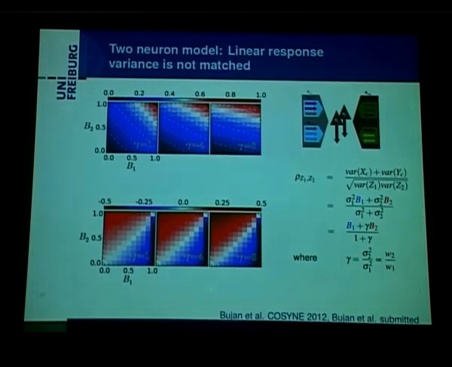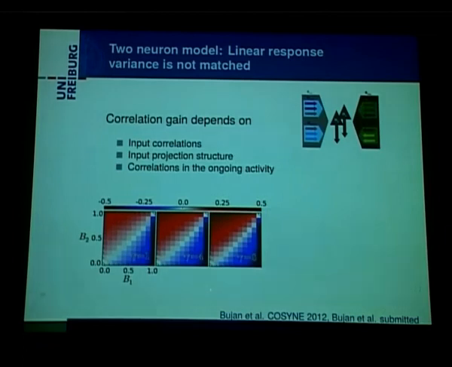So the upshot of this story is that to understand how correlations affect the ongoing activity, you need to know projection structures, you need to know what is the ongoing state of the network, and you need to know what you are feeding in. So without these three, your description is going to be incomplete no matter how hard you try. And that's exactly what I have just said. So input correlation, projection structure, and the ongoing activity.